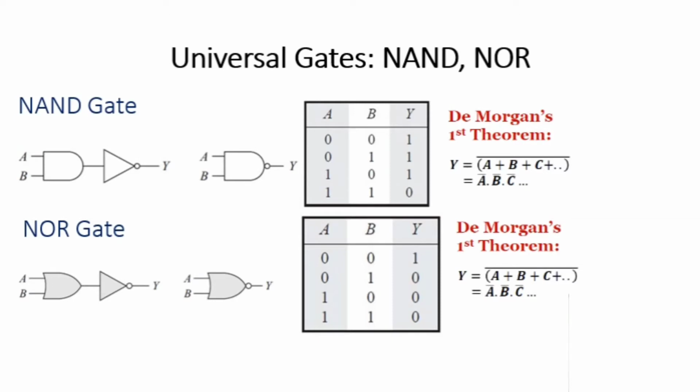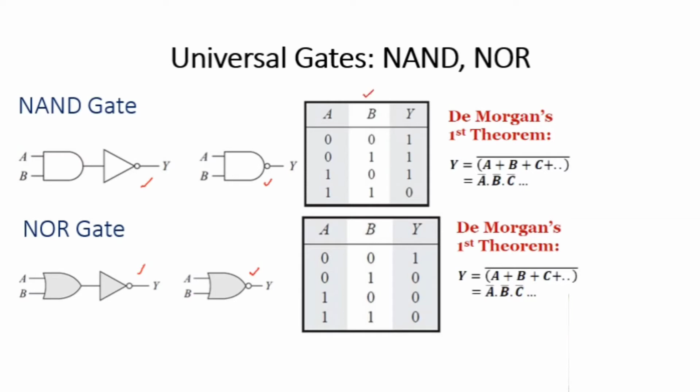This NAND is actually obtained by adding a NOT gate at the output of an AND gate, and similarly this NOR gate is obtained by adding a NOT gate at the output of an OR gate. So the symbol becomes AND followed by a bubble, and similarly in NOR, OR followed by a bubble. So the truth tables are also inverted.